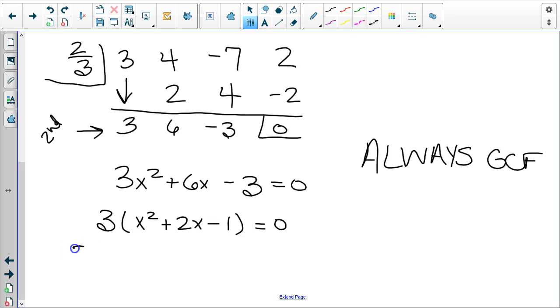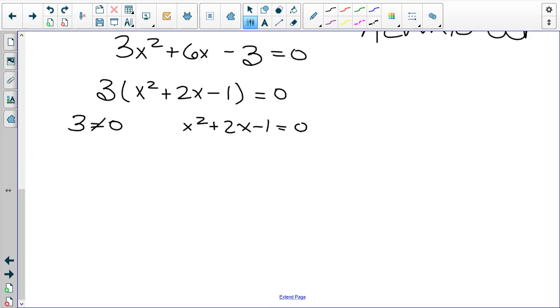Then set your factors equal. Can you factor to get negative 1 when you multiply, but add to get positive 2? What's going to give me negative 1? Positive 1 and negative 1, right? When you add those together, what do you get? 0. So what am I going to have to do?